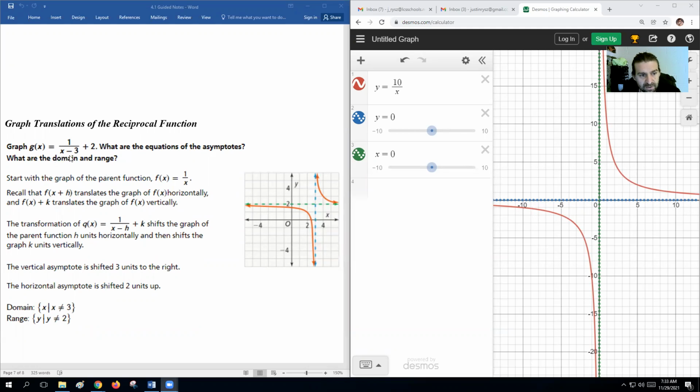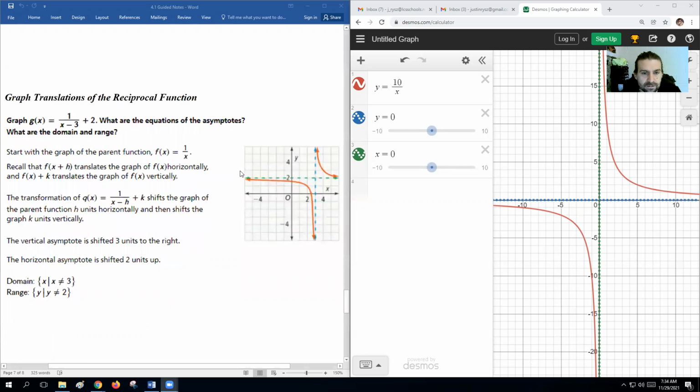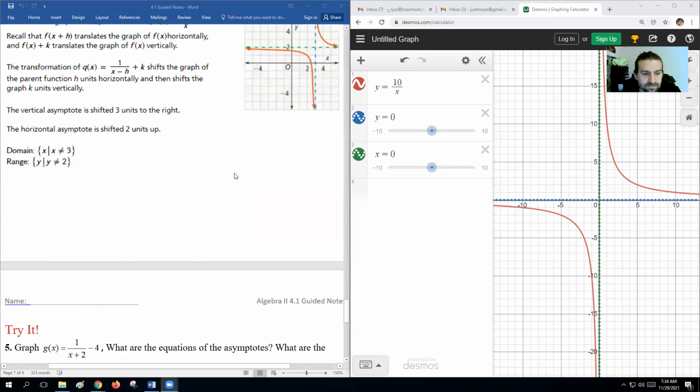All right, so if you remember, when we go underneath or inside of the function, it moves it opposite the way that we think. So minus 3 would move it to the right 3. If we had plus 3, it'd move it to the left 3. And the number outside translates it up and down. And so we would have here plus 2, which means we have our horizontal shift. So we can see here our domain and range. Like so.